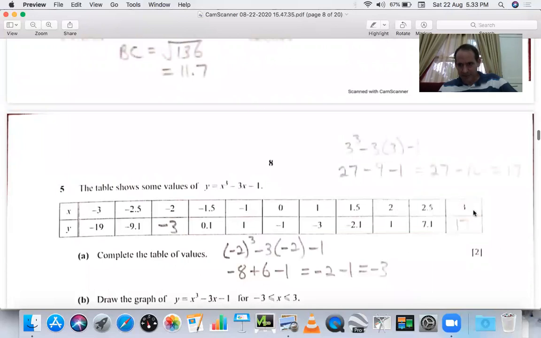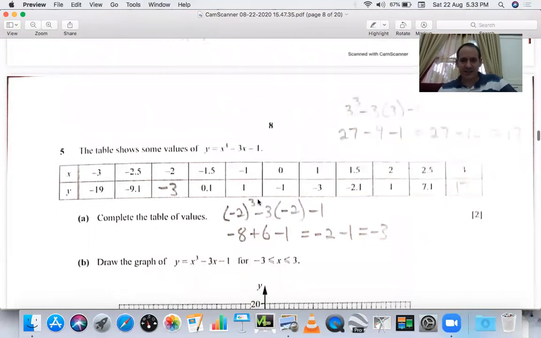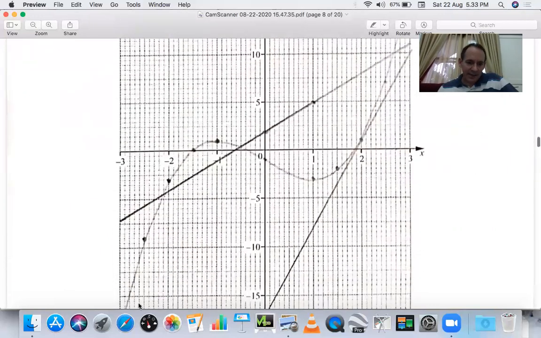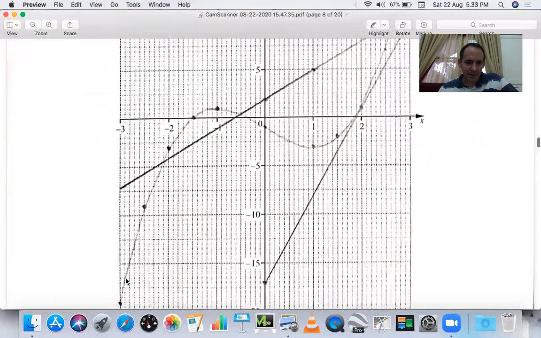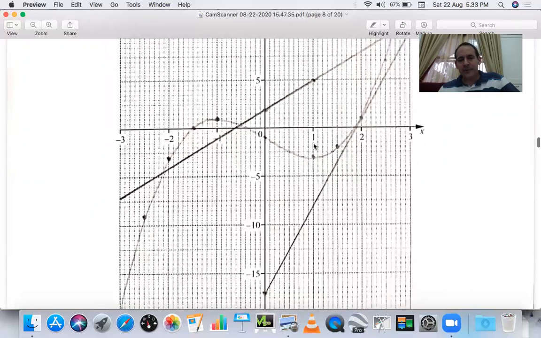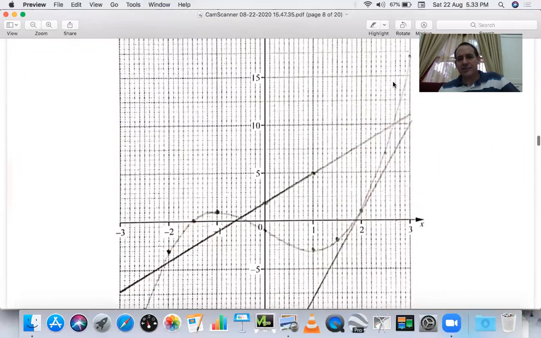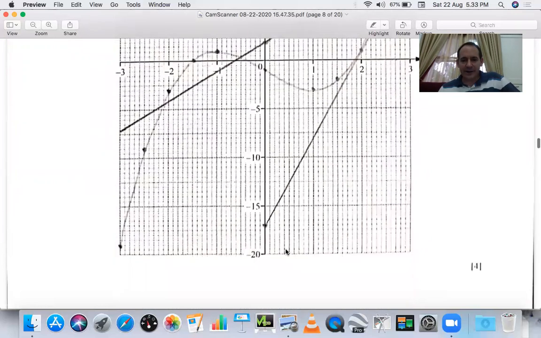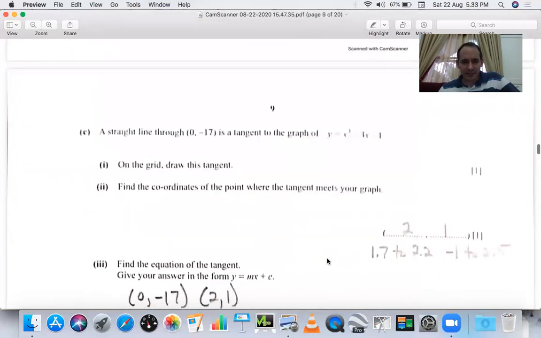You plug in the 3 into your equation and you get 17. So here's the working for that, -3 and 17. You take these points and you plot them on the graph, and you get this graph right here, the curve that goes up. Notice these will always be smooth curves, so you shouldn't have any jagged edges. They should be smooth curves that you have there.